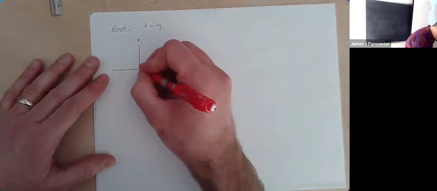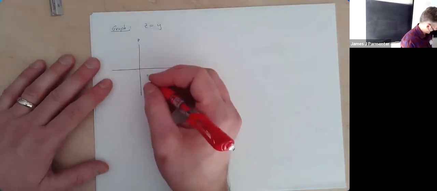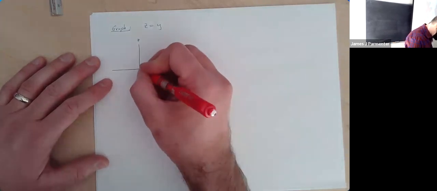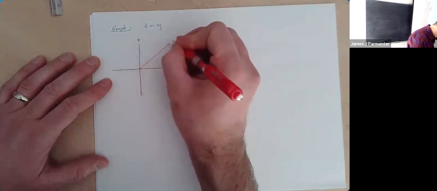Do I really want to? I have to think about this. I don't want it like that. Feels kind of wrong to me. It really should look more like this. There's my z equals y.